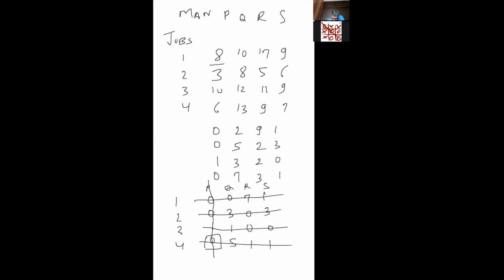Second column, again, we have a unique 0. So again, you cancel the corresponding row and column. So you have the allocation. Person Q gets job 1. Now in third column there are 2 zeros, so you can't do anything. In the fourth column you have a unique 0, so you encircle it and cancel this column and row.